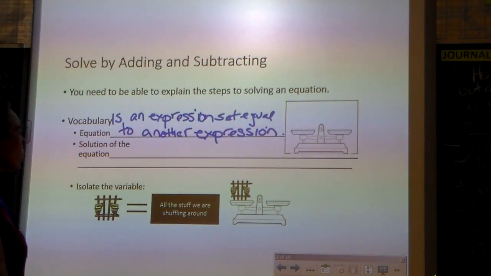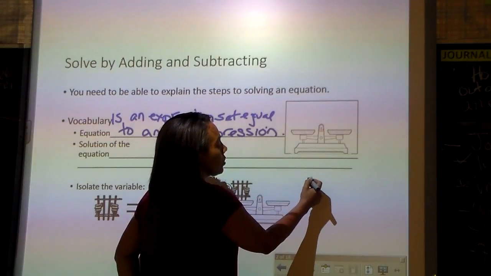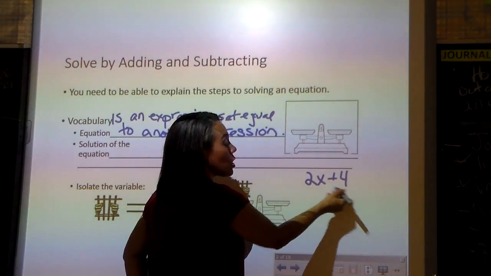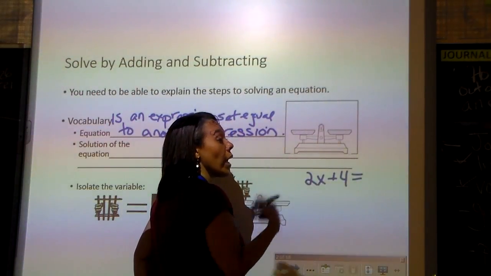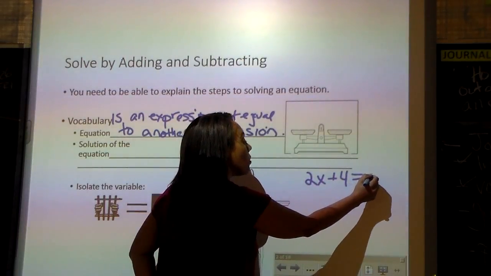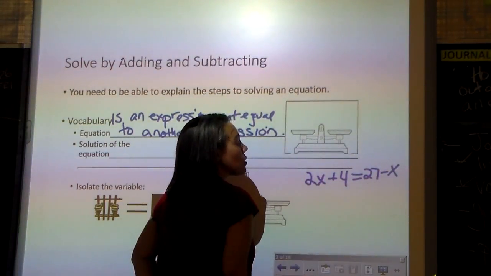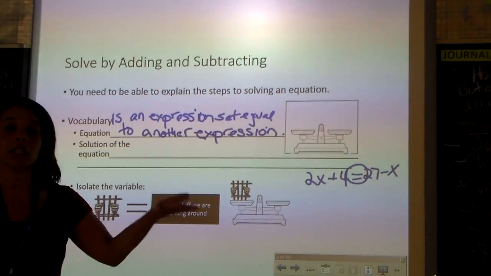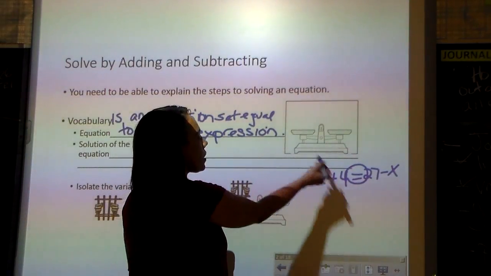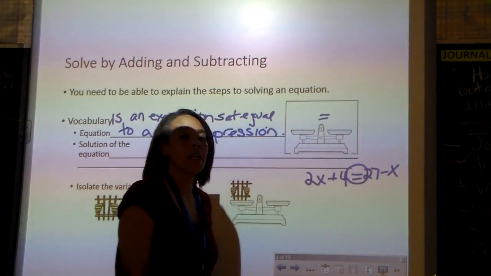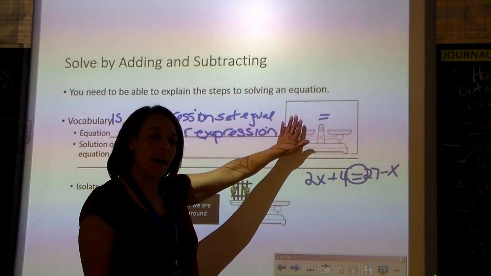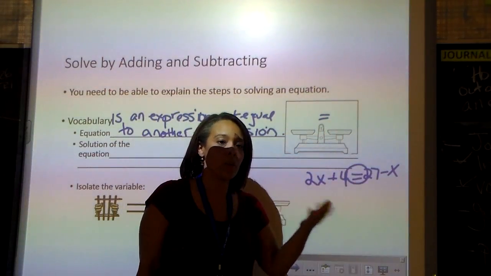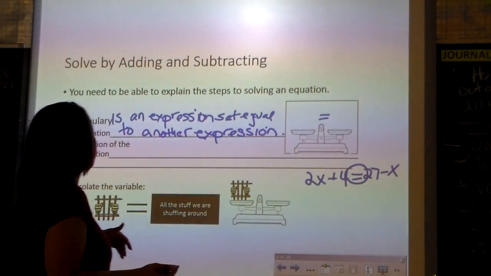All right? It could look something like this. An equation could be 2x plus 4, an expression set equal to another expression. How about 27 minus x? Those are two different expressions. In the center of it is an equal sign. They're equal to each other. Almost as if on this scale, the middle was an equal sign, the expression on one side always has to remain in equal balance to the expression on the other side. And so we'll see how we keep those things in balance as we go along.